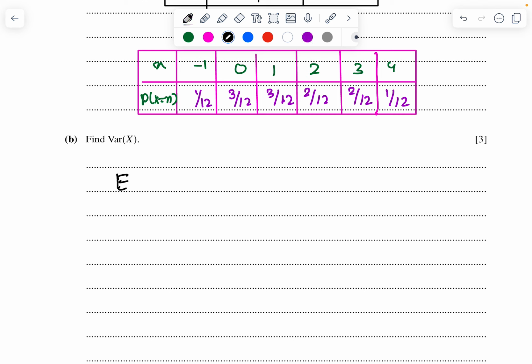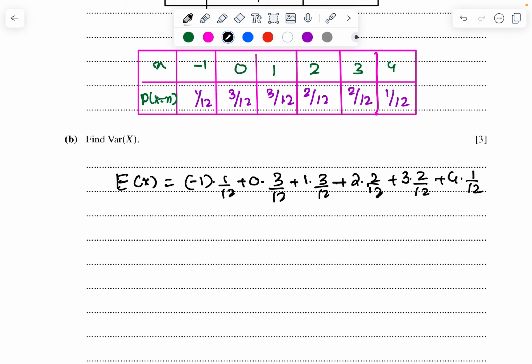So first of all, I have to find the expected value of x. Negative 1 times 1 out of 12, 0 times 3 out of 12, 1 times 3 upon 12 plus 2 times 2 upon 12 plus 3 times 2 upon 12 plus 4 times 1 upon 12, which is going to be 4 upon 3.